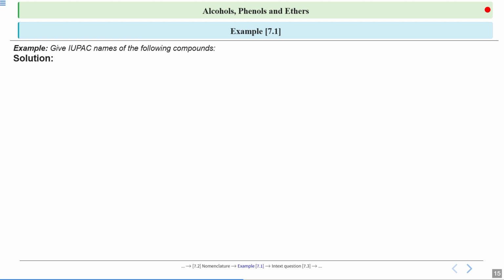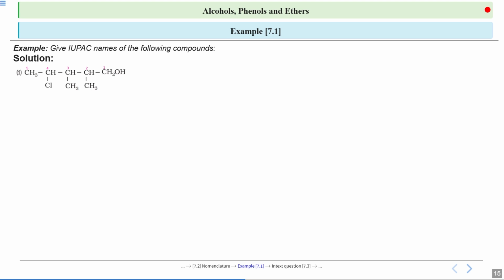Let's solve it. Let's solve the first part of the question, giving this compound. First, we have to select the parent chain, which is the chain containing the largest number of carbons and also the carbon which is attached to the OH group. You can see we have done the numbering. You have 5 numbers in the parent chain. The first carbon is attached to the OH group, giving the lowest possible number.